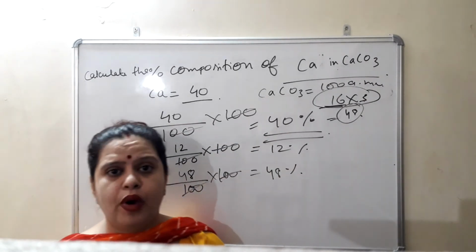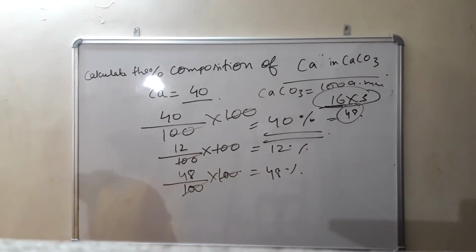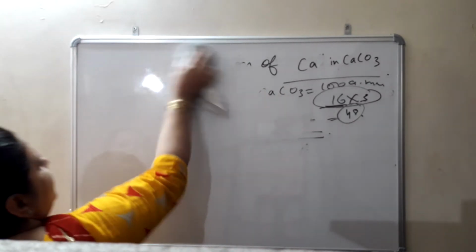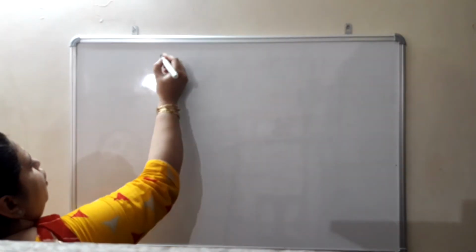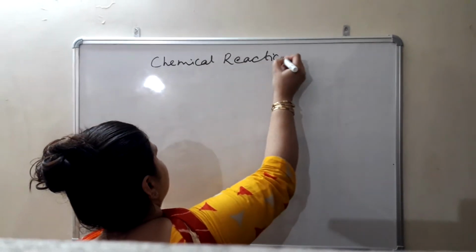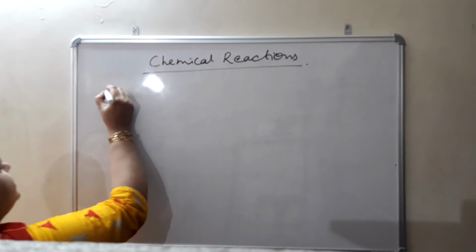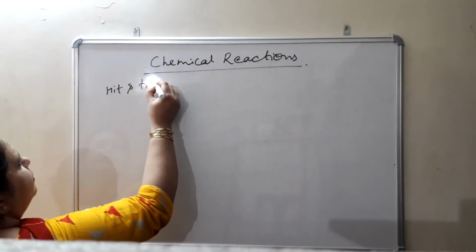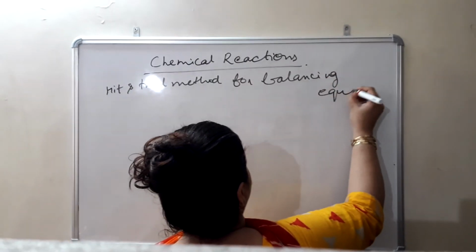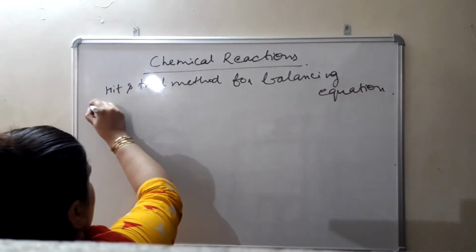Now coming to the next point which is there in this chapter, language of chemistry. See here, that is about the chemical reactions, types of chemical reactions we have done. In the same manner, a simple revision we will do for the chemical reactions. Okay, before that, let us discuss, because only this is there, hit and trial method for balancing equation.